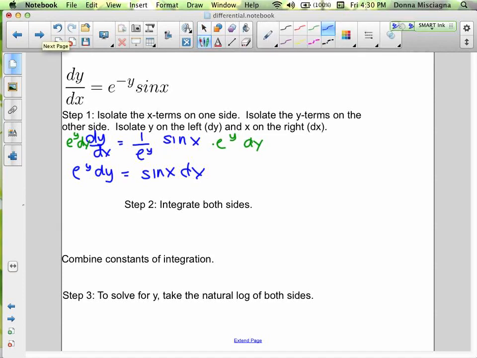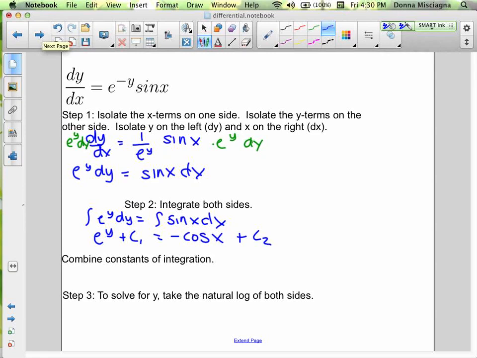All right, so now we can integrate both sides. So I have the integral of e to the y dy equals the integral of sine x dx. So the integral of e to the y dy is just going to be e to the y. I'm going to put a constant with it. We'll combine the constants later. I think I even say combine the constants of integration. And then we take the integral of sine x dx. That's going to be negative cosine x plus c. And we can just combine those.